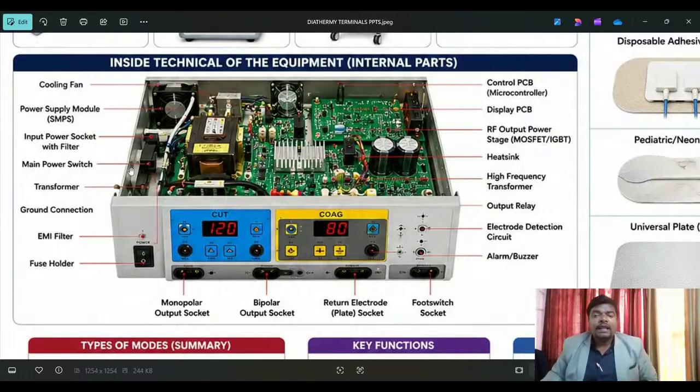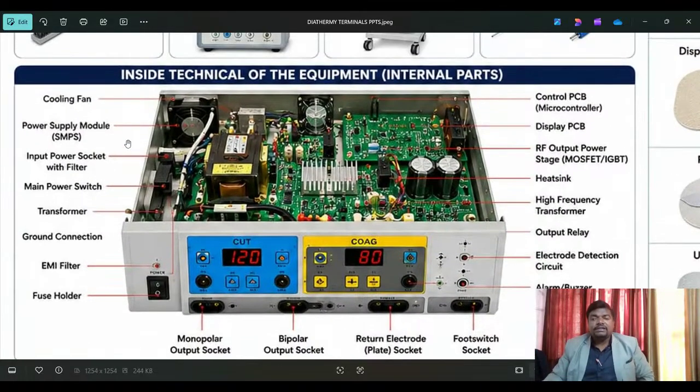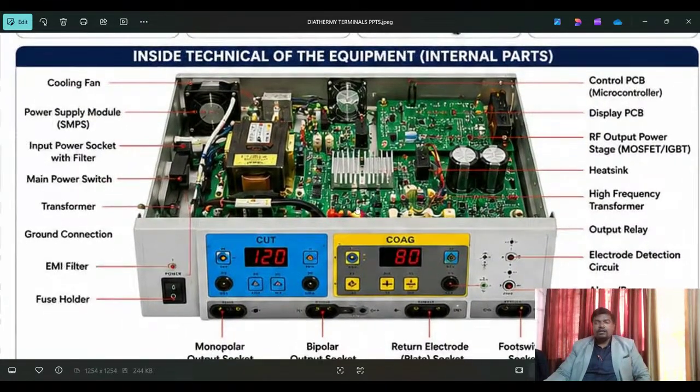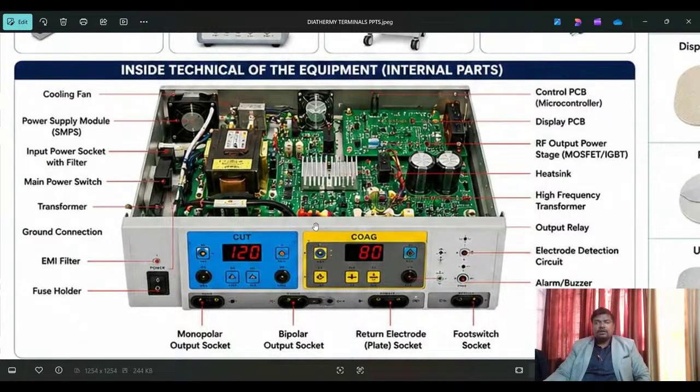I want to show you inside the medical equipment. So this is opening time. You may not get that opportunity at that time, that's why I bring it for you. Right. First of all, see here, this is the diathermy, that is called diathermy or ESU, electrosurgical unit, or cautery. All three names are the same, and this is what I'm showing, the inside technical part of the equipment.